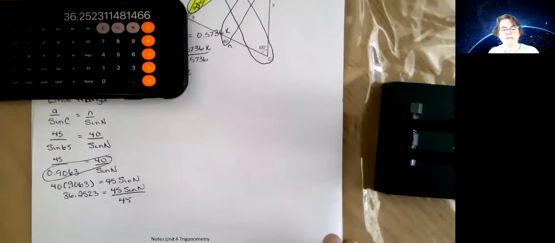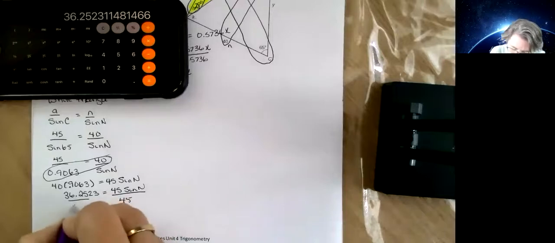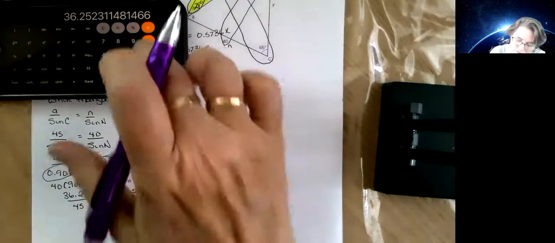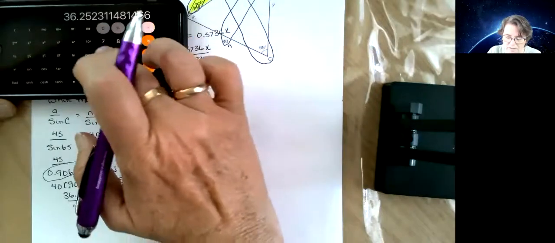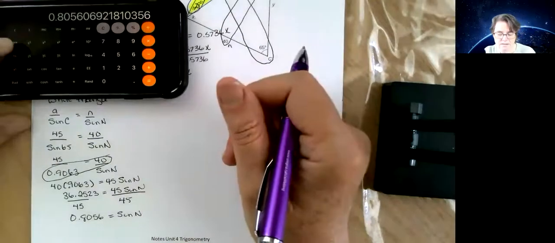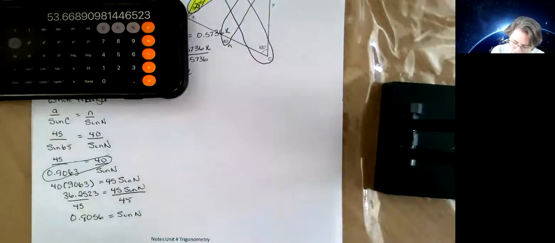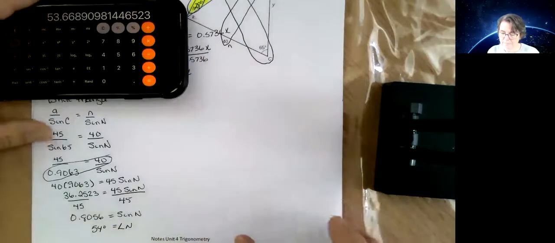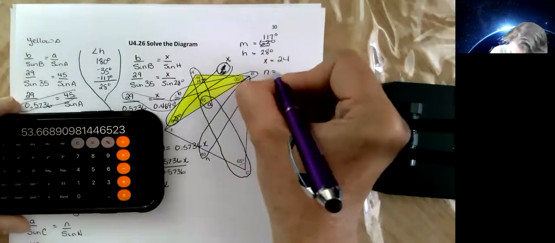Sorry, I just can't see that now. So divide by 45. 0.856 is sine n, and then we do a second sine, and we get angle n is equal to 54 degrees. I'm going to round that off. All right, so I'm going to go back up here and add n to my list.